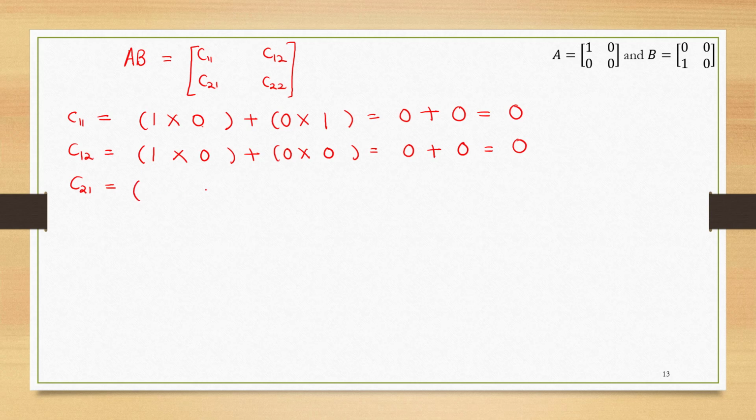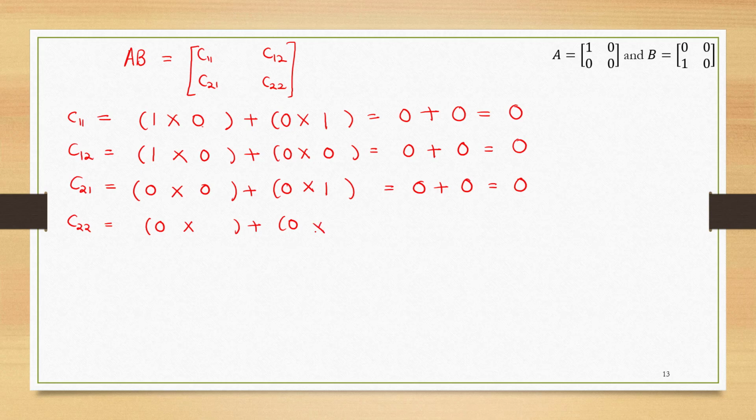C21, the second row of A, that is 0, 0, multiplied by the first column of B, that is 0, 1. So 0 plus 0, again 0. And the last entry is C22, the second row of A, 0, 0, and the second column of B, that is also 0, 0. So we get 0 plus 0, again 0. So all the entries are 0. So AB is nothing but the 0 matrix.